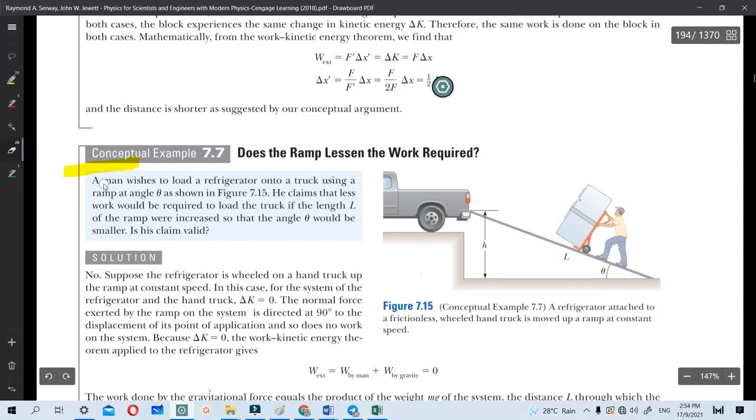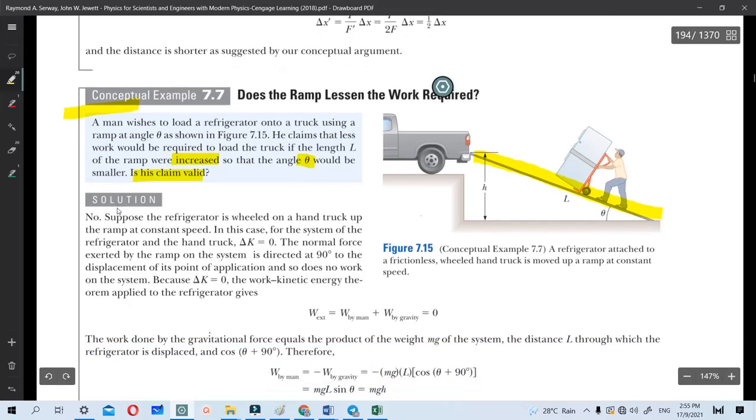Okay, so this guy wishes to load a refrigerator onto this truck using a ramp. So this is a ramp with an angle theta. He says that the work would be less if only this length would be increased. Hence, the angle would be lesser, where we now had to do some calculation and show that the answer would be the other way around.